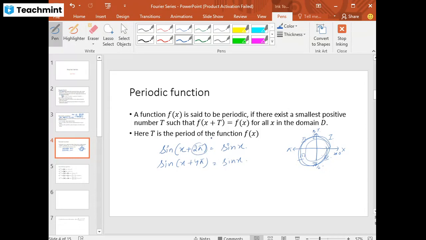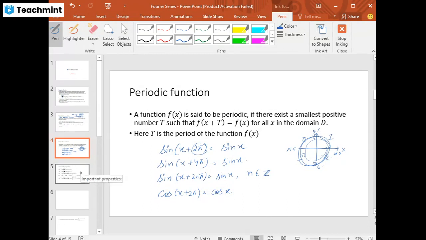Okay, because what is the period? Period is the smallest positive number t such that f of x plus t is equal to f of x. So in this case, I can also write it as sine of x plus 2n pi is equal to sine x, where n belongs to any integer. The value of sine will remain the same. Okay, but the period of sine is 2 pi only. Similarly, in case of the cosine function, the period of the function is 2 pi because cos of x plus 2 pi is cos x only.